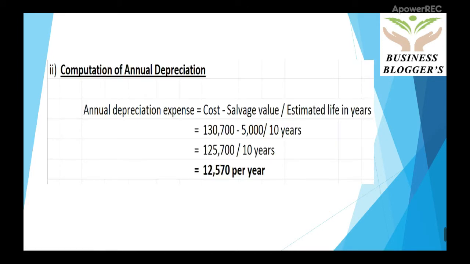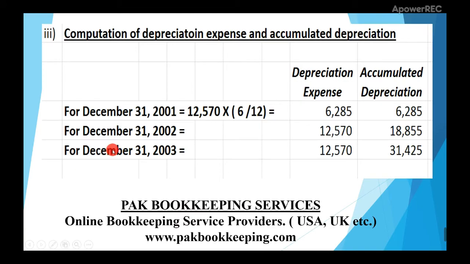Okay, let's solve the second requirement, which is computation of annual depreciation. First of all, write down the formula: annual depreciation expense equals cost minus salvage value divided by estimated life in years. Put all values in the formula. When we calculate this formula, the result will be 12,570 per year. It means straight line depreciation per year is 12,570 rupees.